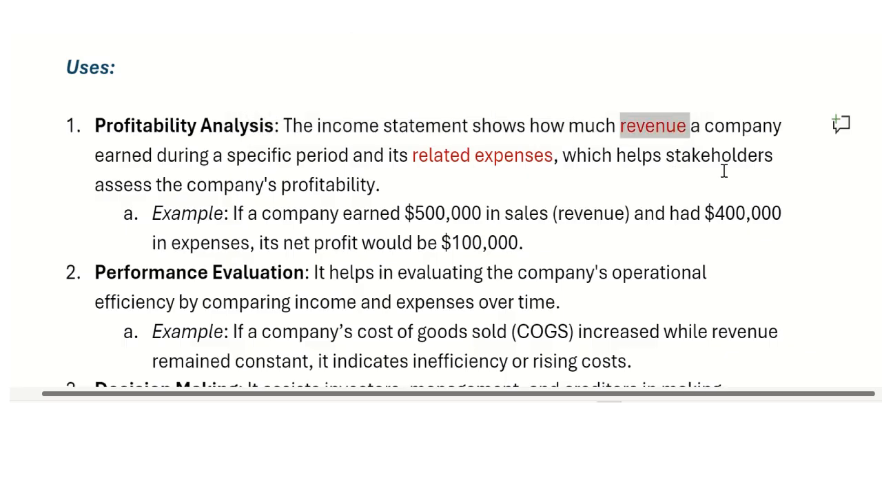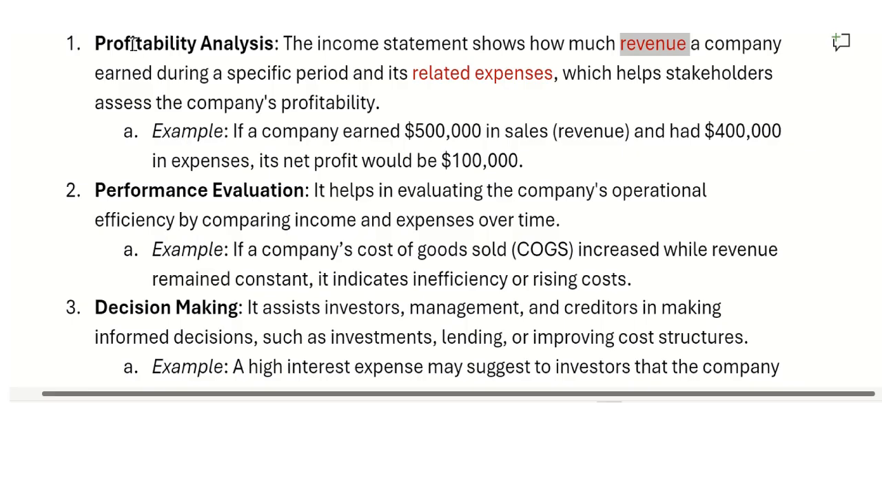That also helps the stakeholders. Stakeholders here means outsiders, maybe bankers, creditors, debtors, and income tax authorities. All these are the stakeholders, and they assess the company's profitability. For example, if the company earned $500,000 in sales revenue and had $400,000 in expenses, the net profit would be sales minus expenses, that will be $100,000. So this is the profitability analysis.